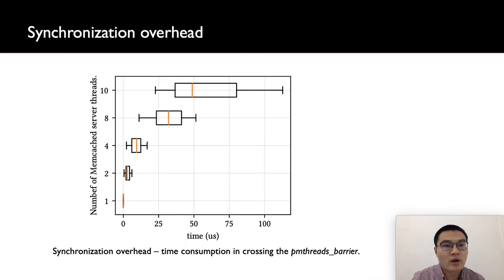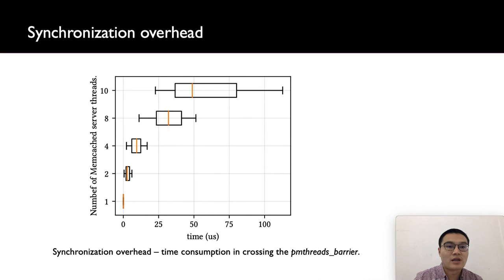We also measure the overhead of the PMthreads barrier in Memcached. We collect time consumption in crossing a PMthreads barrier, which means the longest duration a thread might be blocked for enforcing a global Quiescent point to occur. As we can see in the results, with an increased number of worker threads, there are rising average delays in reaching a Quiescent state. And this is expected behavior when barriers involve more threads.